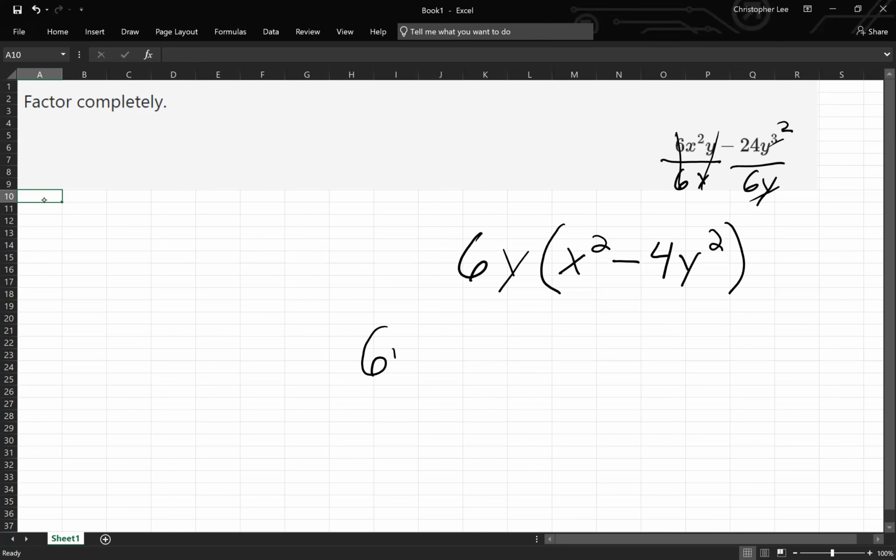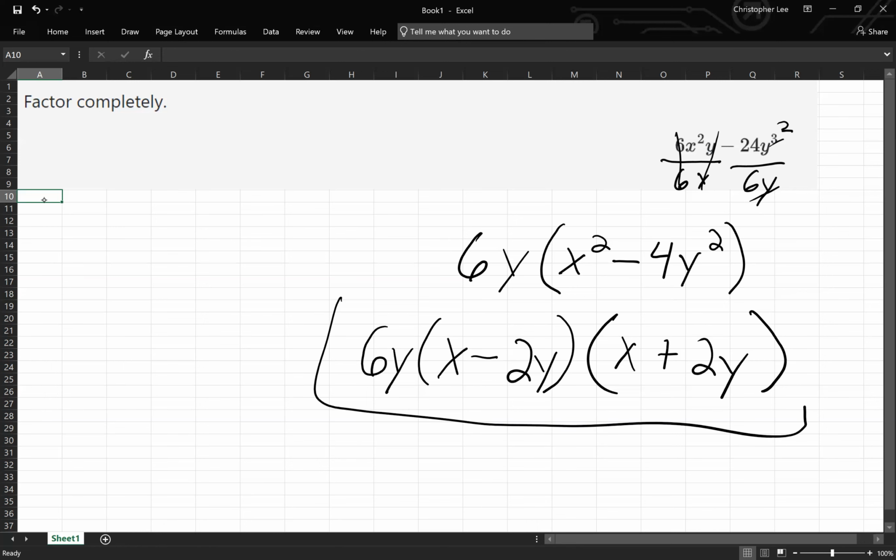So 6y, right? We still got to keep the factor. And then what else? What is it? 2y, good. And what's the other one? No. What is it? Plus 2y, all right? This is my full answer. That's how you factor completely. So GCF, difference of two perfect squares, pull it apart, boom. All right?